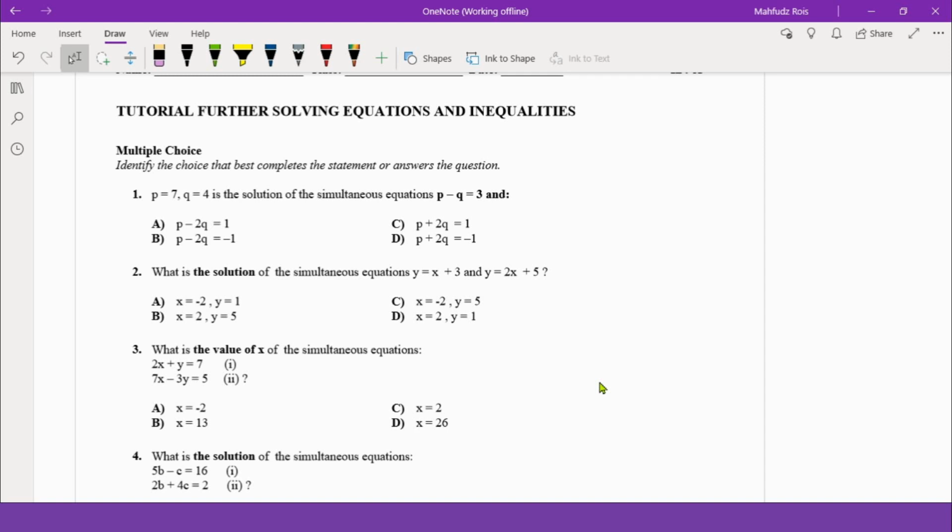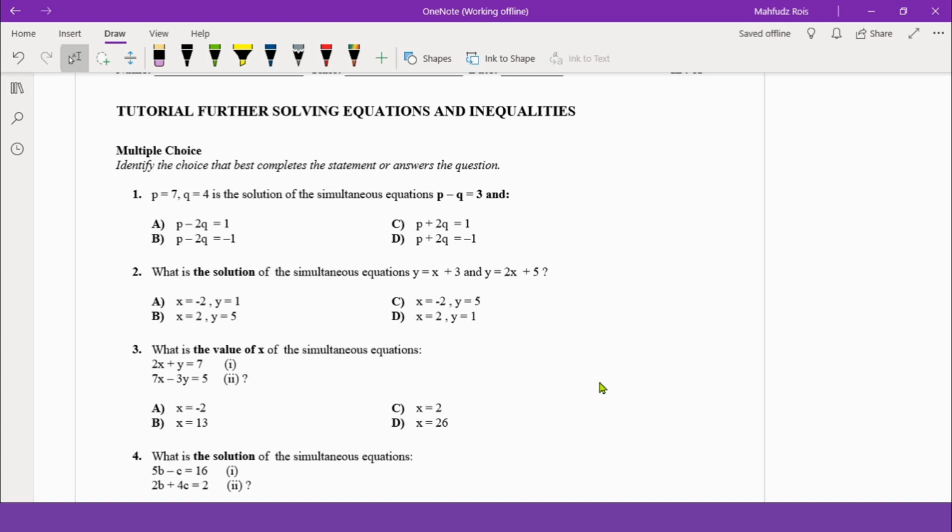So here I need to explain the problems, how to solve these problems for solving equations and inequalities. Let's begin with number 1. Here we have P equals 7, Q equals 4 is the solution of the simultaneous equation. P minus Q equals 3.